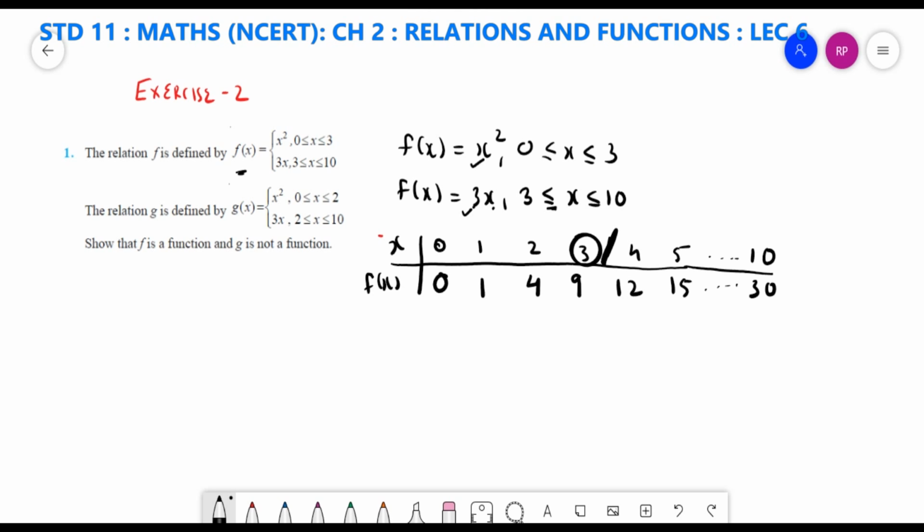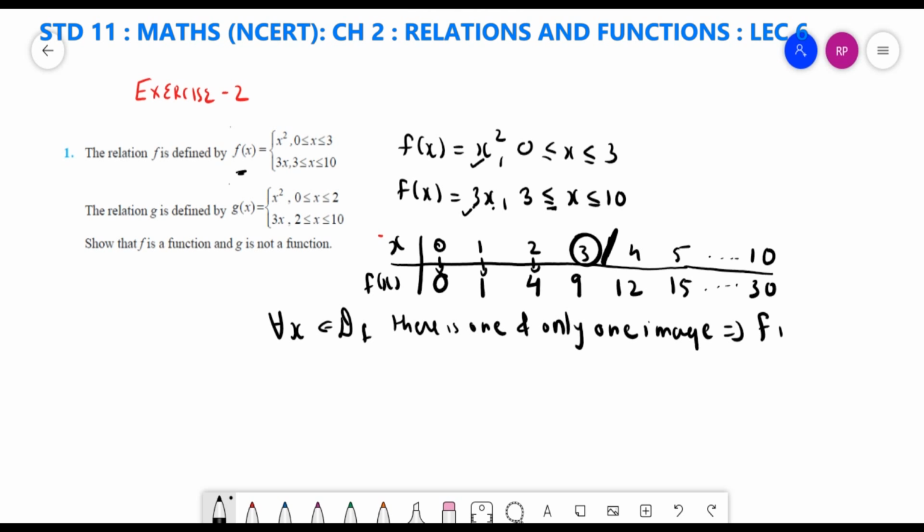Now for every element there is only a single image. You can see here a single image. You can also take 1.5, then here it will be the square of 1.5, its value will be between 2 and 4. So for every value of x there is one and only one image. For every value of x belonging to the domain of the function there is one and only one image. So that implies f is a function.